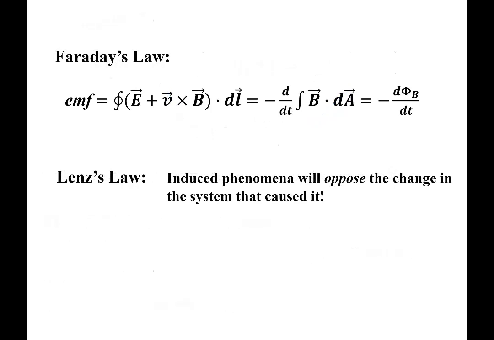And basically, what it describes is that the induced phenomenon, whatever results, either we're talking about the induced voltage or prior to that, the induced magnetic phenomenon, whatever gets induced will actually oppose the change in the system that caused it. Okay?